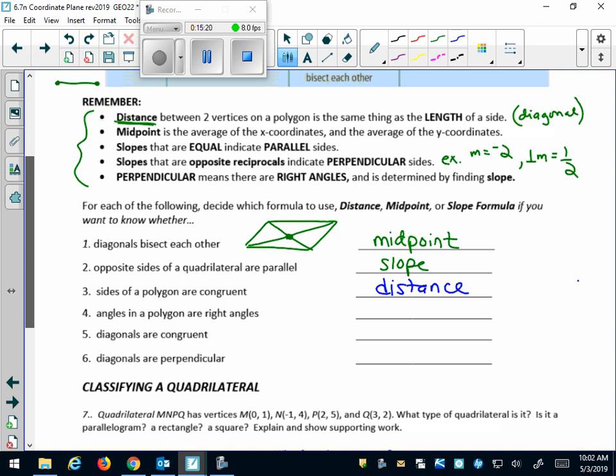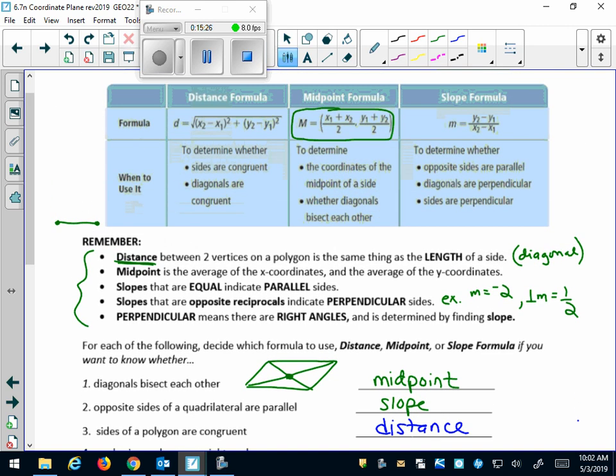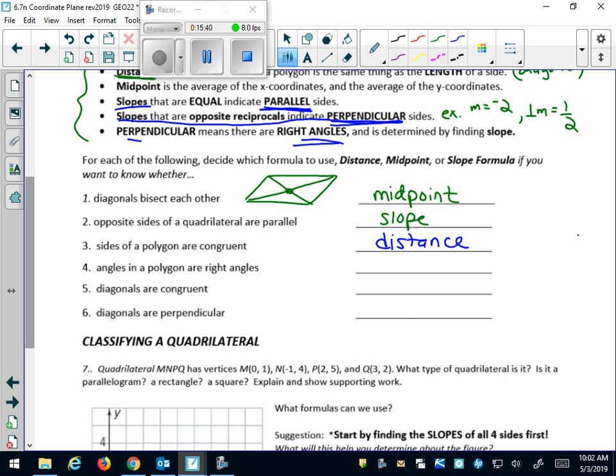Why slope? Yeah, because up here we said slopes give us either perpendicular or parallel lines. And right angles are formed with perpendicular lines. So if it says, are there right angles, you're going to use the slope formula to see if they're opposite reciprocals.